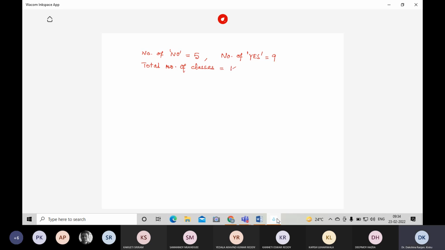Now can you tell me what will be the entropy over this data set S? We have to now calculate the entropy, because we need to have the information gain, and before we compute the information gain we need to calculate the entropy of the data set. Okay, so how to calculate this entropy?